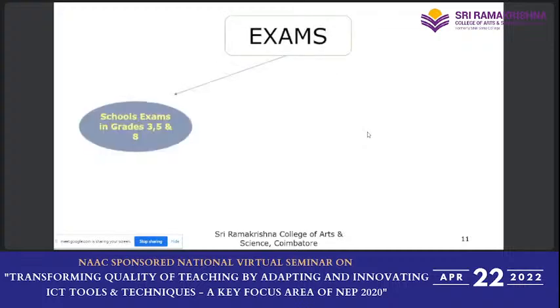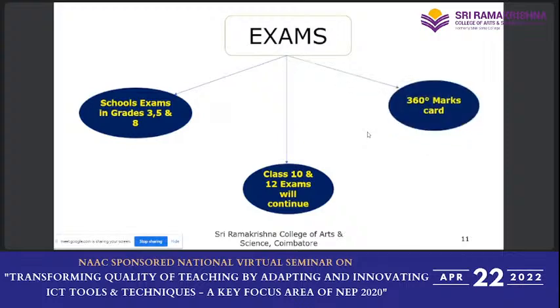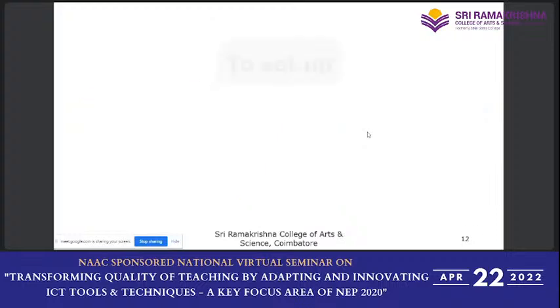Okay, examination part in schools. Third, fifth, and eighth standard school exams will continue. 10th and 12th will continue as usual. And the marks card will be a 360-degree marks card. So my marks card won't look like a marks card. It would look like some script of some movie of that particular year of a student. Entire biography, what was done, what was the outcome, all these aspects. So a 360-degree marks card is what is thought of.